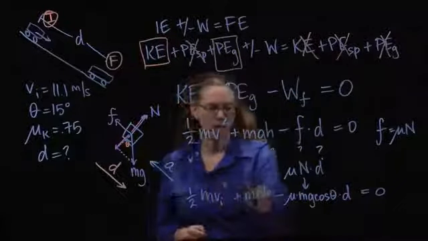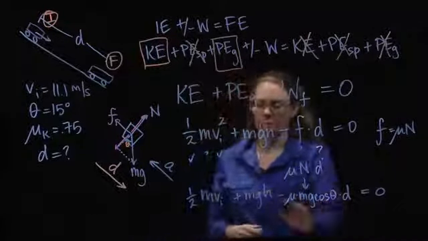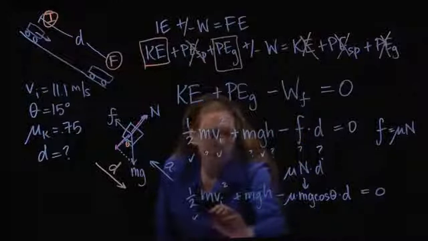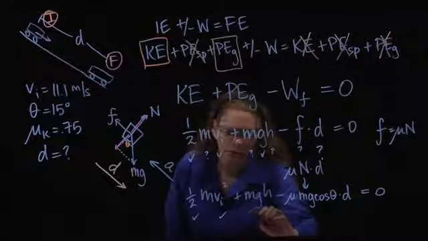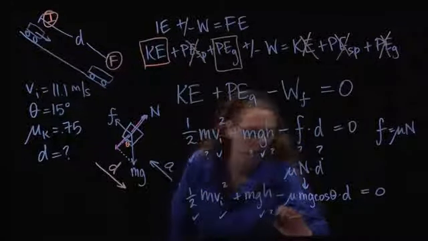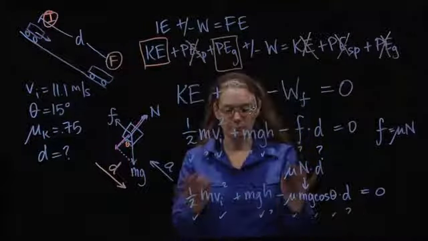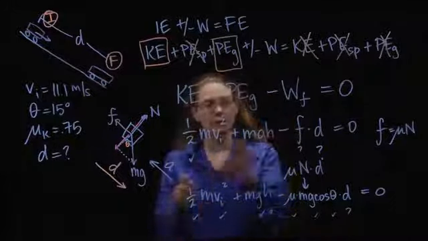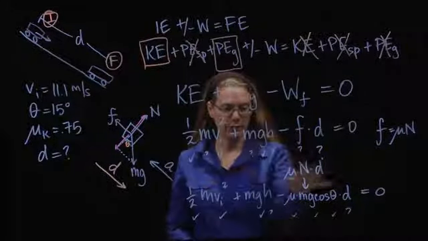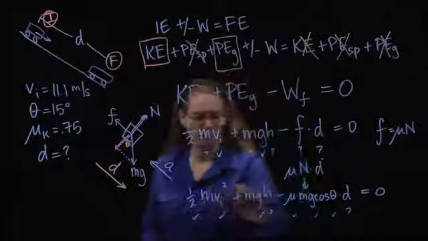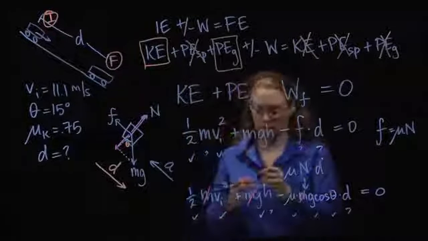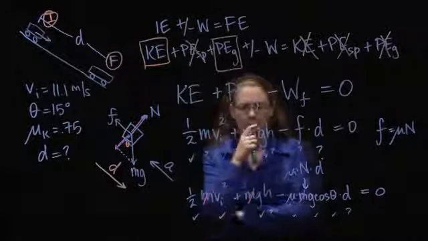So kinetic, PEG, work done by friction. So I know 1/2, still don't know mass. I know v initial, don't know mass, g, don't know h. I know mu, I know g, I know theta, and I'm looking for d. But masses will cancel. There is a mass in every single term. I have 3 terms, and I have a mass in all 3 terms, so my mass does not matter. Okay, good. We got rid of one thing that we don't know.